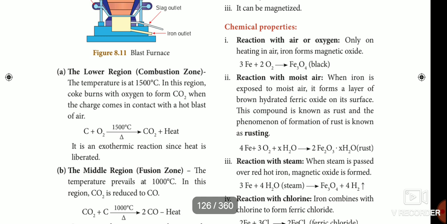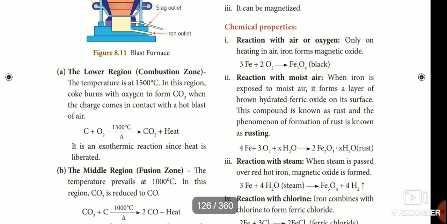Then the reaction with chlorine. Iron reacts with chlorine to form ferric chloride. The iron symbol is Fe, chlorine symbol is Cl2, and ferric chloride is FeCl3. Written as Fe2Cl6, the 3 is common, and Cl2 times 3 is 6, so six chlorine atoms. That is ferric chloride.